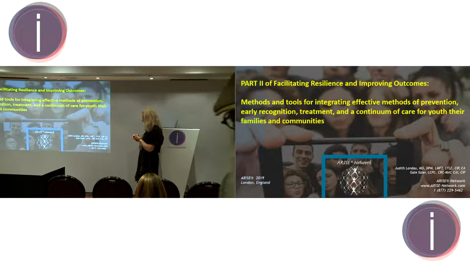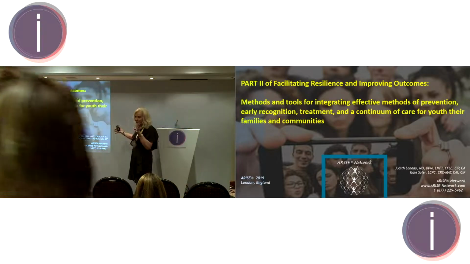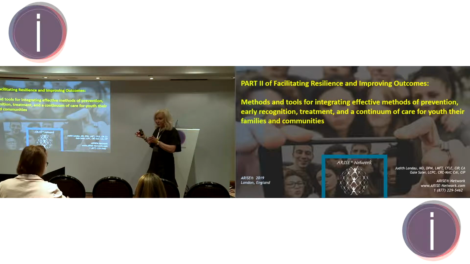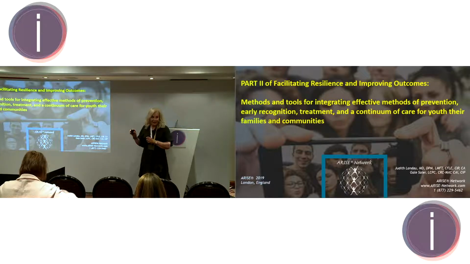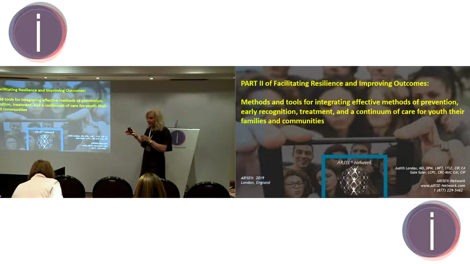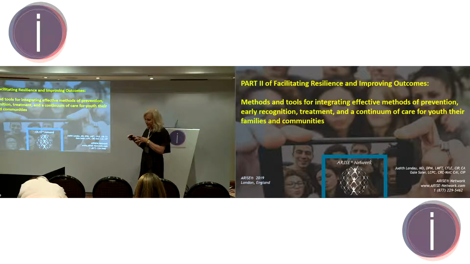So we're going to be talking now about the methods and tools for integrating effective methods from all the pieces we pulled together from history in the last one, to look at prevention, early recognition, treatment, and a continuum of care for youth, their families, and communities. And then in our third segment, we're going to be actually working with the model to see how each of you can pull what you want to pull together for your own community. So we'll use our community intervention model in the third section.